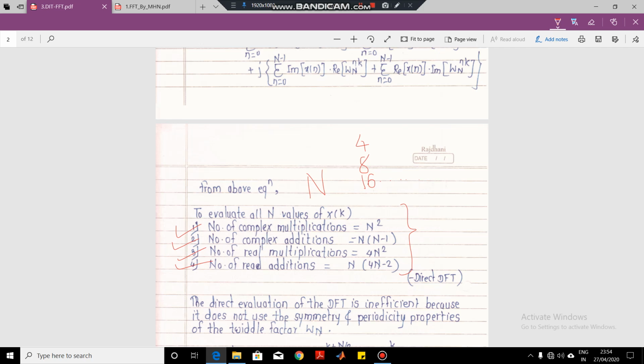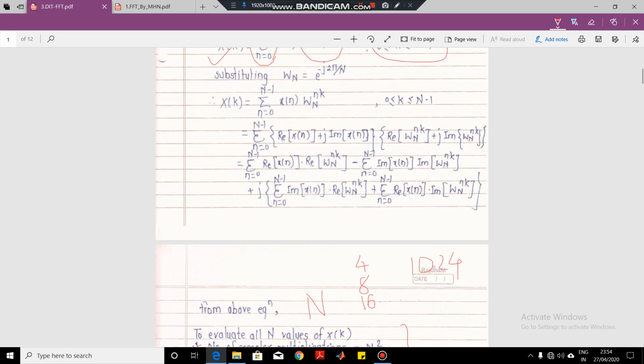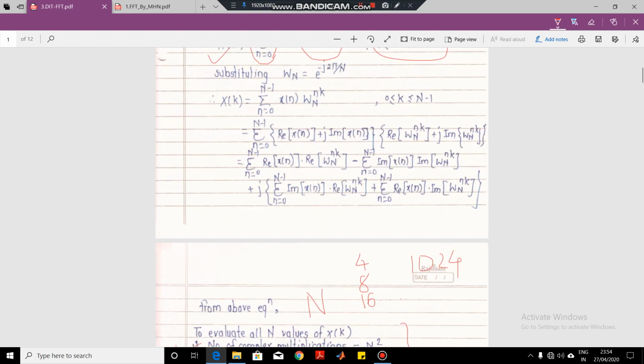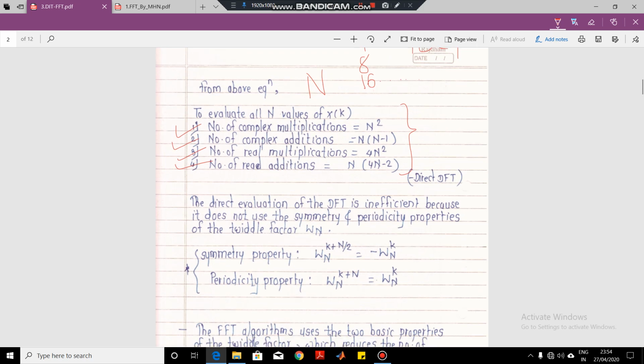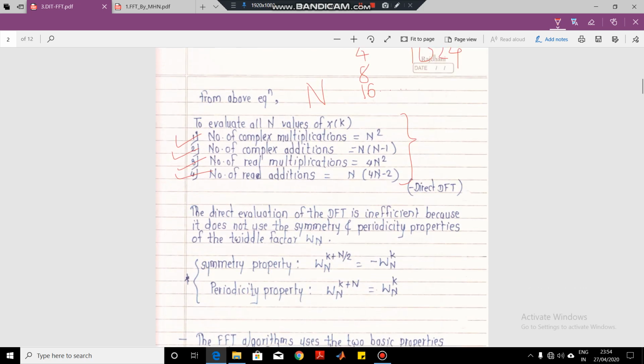You can imagine that when N goes to a certain value, say 64, then 64 raised to 2, that is 64 into 64, is a huge number of computations, and normally the practical value of N is 1024. So 1024 into 1024 is a very huge number. That's why the direct computation of DFT is very difficult and it requires a lot of computations. So there has to be a certain algorithm in order to reduce this number of calculations.